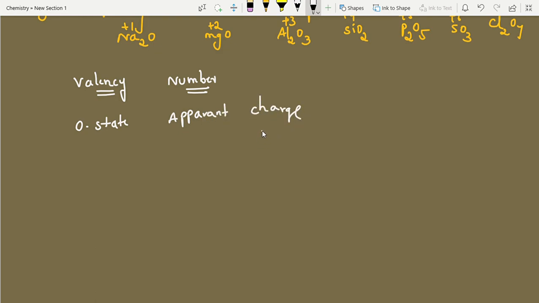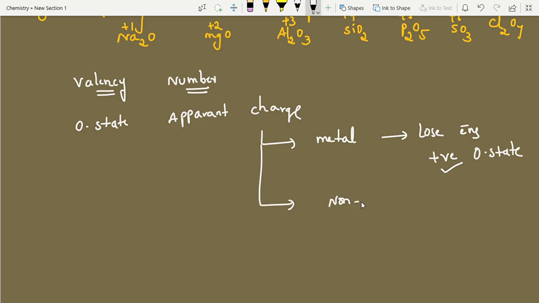So what is apparent charge? Suppose metals. Metals lose electrons, right? Losing electrons means positive oxidation state. What is the charge? Positive. And what about the next one? This is a non-metal. A non-metal gains electrons, right? From school level we are learning that it gains electrons. Gain means negative character, always accepting something from others, right? So negative character, negative oxidation state.